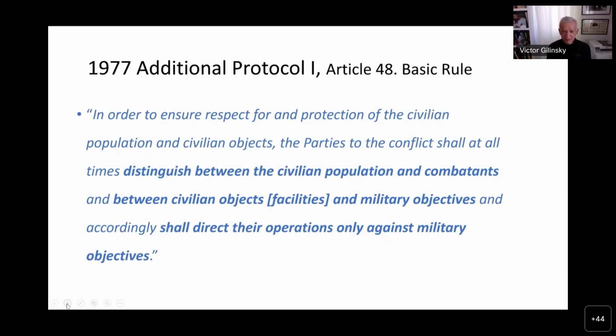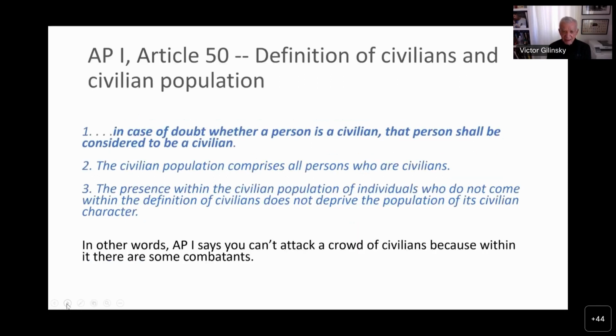Next slide, please. And this is important. It says, in case of doubt whether a person is a civilian, that person shall be considered to be a civilian. And another important point is in number three, the presence within the civilian population of individuals who do not come within the definition of civilians, in other words, military or whatever, but a combatant, does not deprive the population of its civilian character.